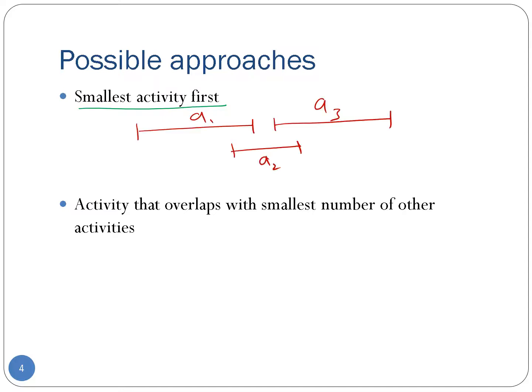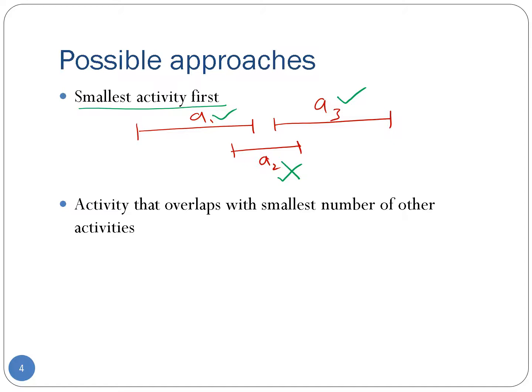Here is one. In this example, A2 is the smallest activity. However, if we first select A2, we cannot select A1 or A3 because A2 overlaps with both. However, that is clearly not the optimal solution. Instead of A2, if we selected A1 and A3, we would end up with the larger subset of mutually compatible activities. So what else can we do?